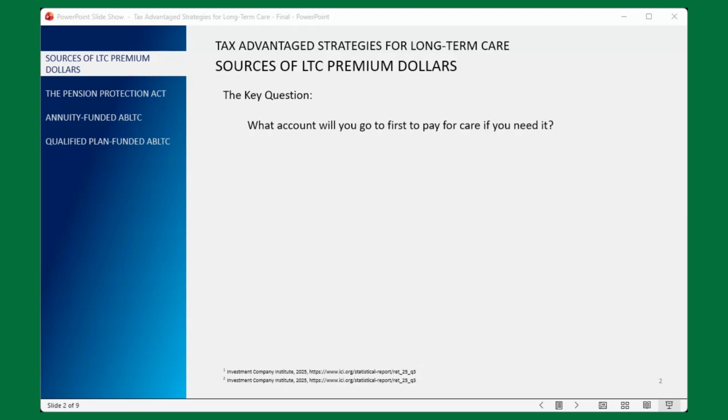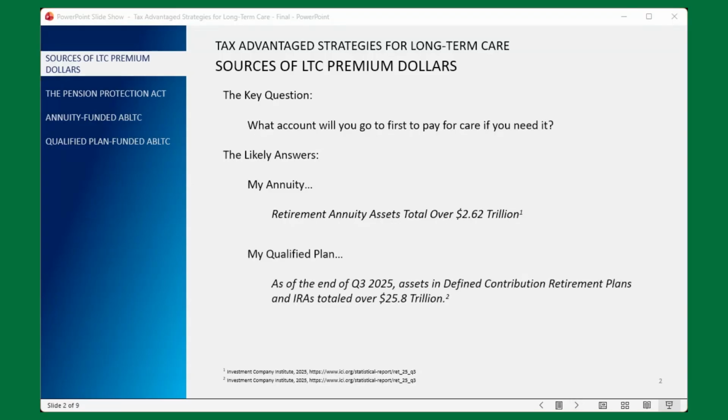Oftentimes they're not really realizing the tax implications that come along with that. These dollars are typically set aside for long-term care, and they're the first assets that people typically tap into when they need care. And it's really not surprising, right? There's over 2 trillion in annuity assets and nearly 26 trillion in IRAs and defined contribution plans. These are natural sources for care funding, but they're also taxable in most cases. So while these accounts can technically pay for care, they're not always the most efficient way to go about doing it, especially when you think about the tax consequences, the impact on income planning, and the potential burden on the family.